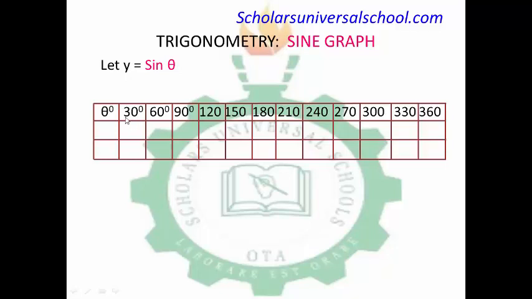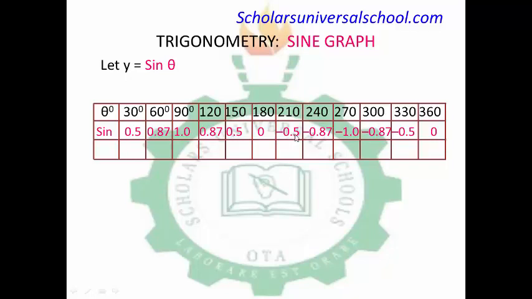But from this table now, when theta equals 30 degrees, for example, you can use your four-figure table. You see that sine 30 degrees will give you 0.5, sine 60 degrees will give you 0.87, sine 90 degrees will give you 1.0, sine 120 degrees will give you 0.87, sine 150 degrees 0.5, 180 is 0, sine 210 degrees will give you minus 0.5.